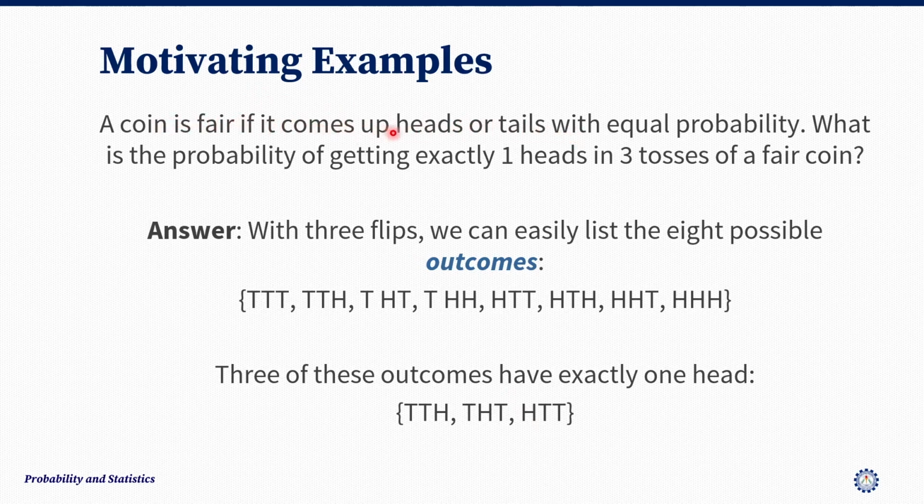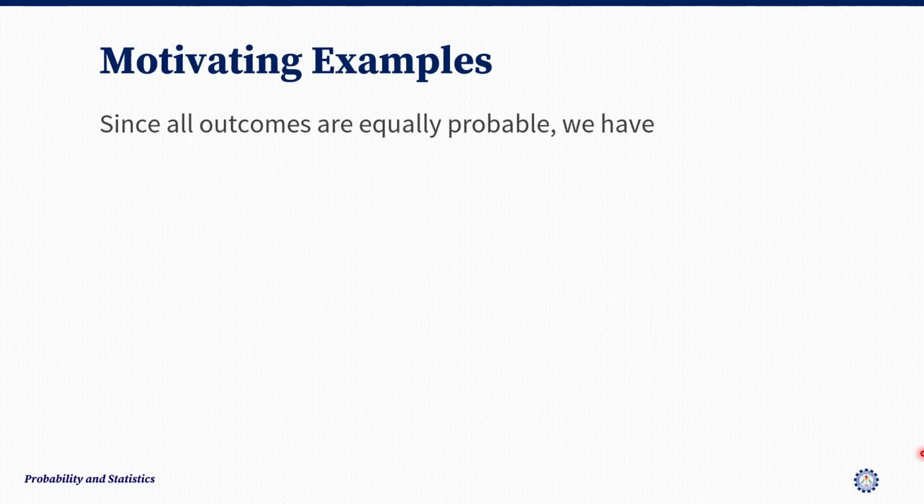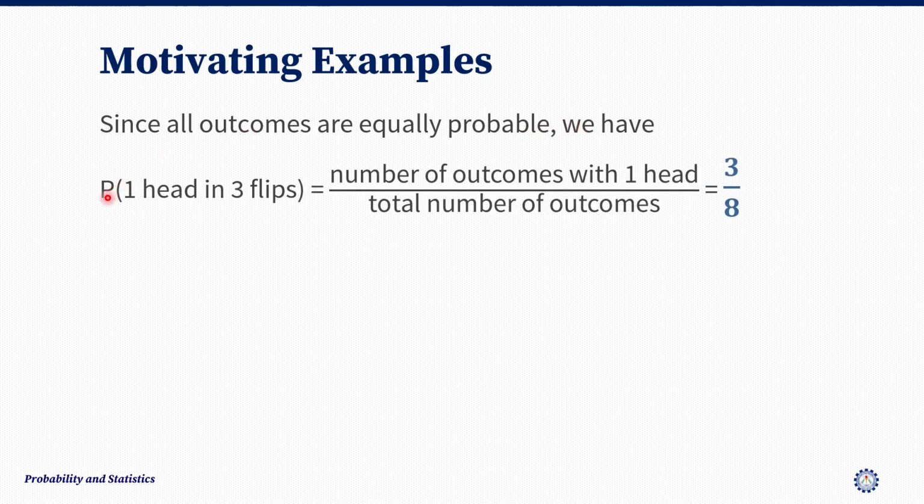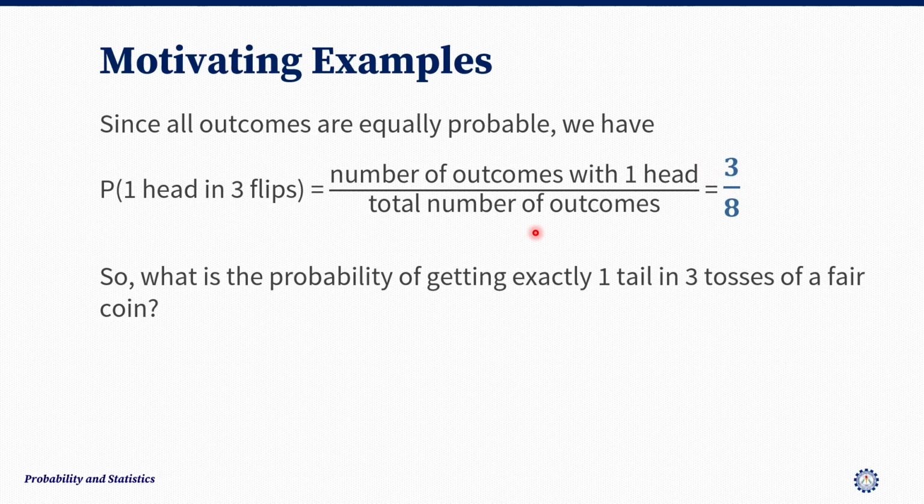So to see that a coin is fair if it comes up heads or tails with equal probability, let's look at this example. Since all outcomes are equally probable, the probability of one head in 3 flips is equal to the number of outcomes with one head over the total number of outcomes. So we have 3 over the total number of outcomes, which is 8. So it is 3 over 8.